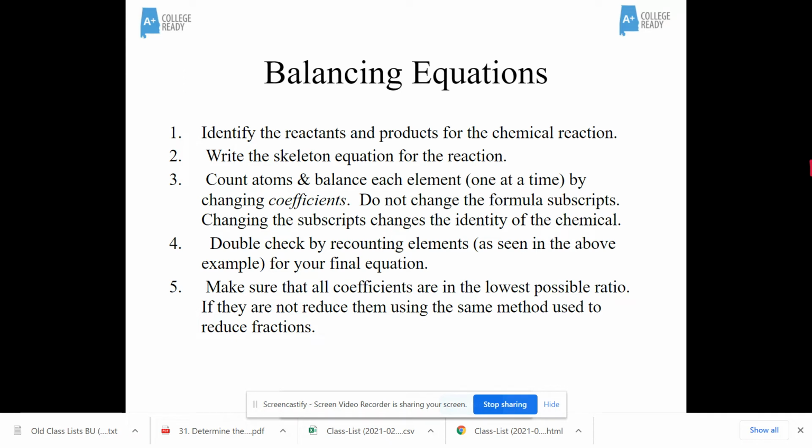That's up to you. So the first thing you're going to do is you're going to identify the reactants and products. So reactants on the left, products on the right, always. You're going to write the skeleton equation. That means you're going to write the formulas for the names of the compounds that they're going to give you. You'll write the formula. Get the formula right. Once you get it right, you leave it alone, okay? You'll count the atoms and balance each one by changing the coefficients. Do not change the subscript. If you change the subscript, you change the formula.